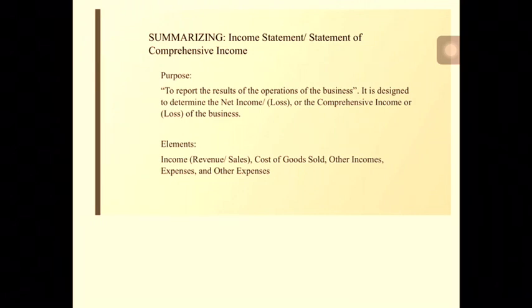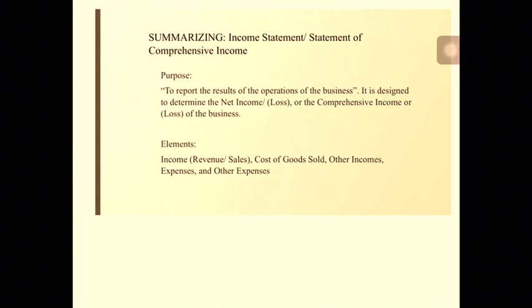Okay, on the other hand, if the total income is lesser than the total expenses of the business, therefore it is an undesirable situation on the part of the business. Then we call the difference as net loss. All right, so that's for the purpose.